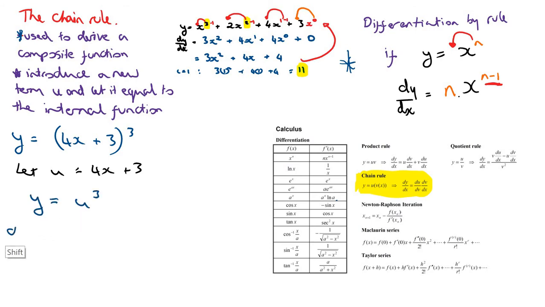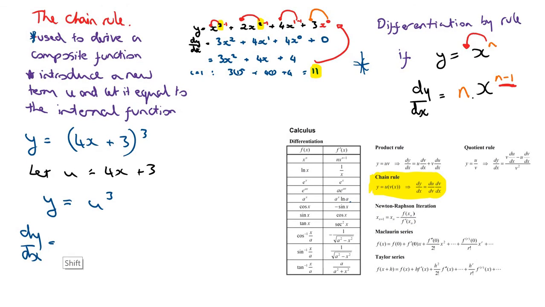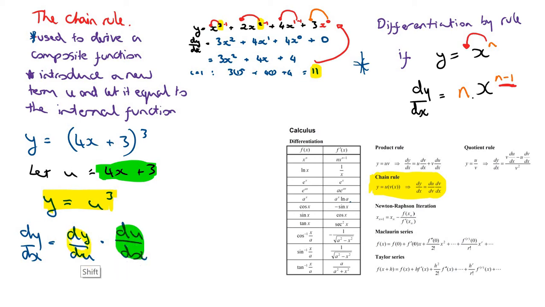And if we're asked for dy/dx, well, that's just going to be equal to dy/du, which is the derivative of y with respect to u, i.e. deriving this function, multiplied by du/dx. So the derivative of u with respect to x, which is this part here. So that part is there, and that's what this part is.